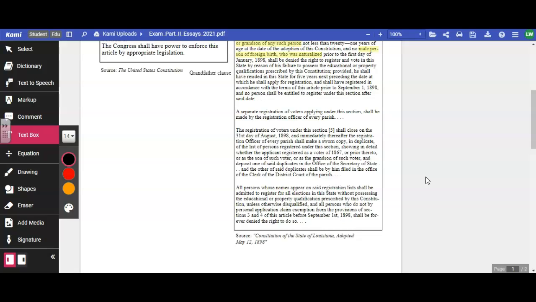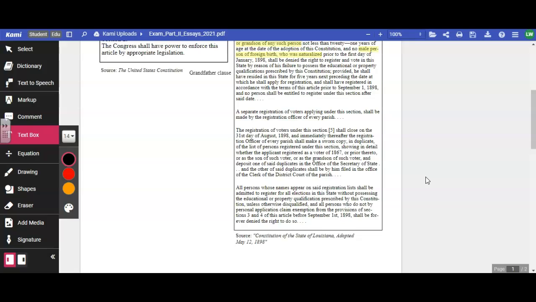So it's basically just saying, if you meet these qualifications, here's how you can register to vote. All persons whose names appear on said registration list shall be admitted to register for all elections in the state without possessing the educational or property qualifications prescribed by this Constitution, unless otherwise disqualified. If they are on this list, then they're able to vote.